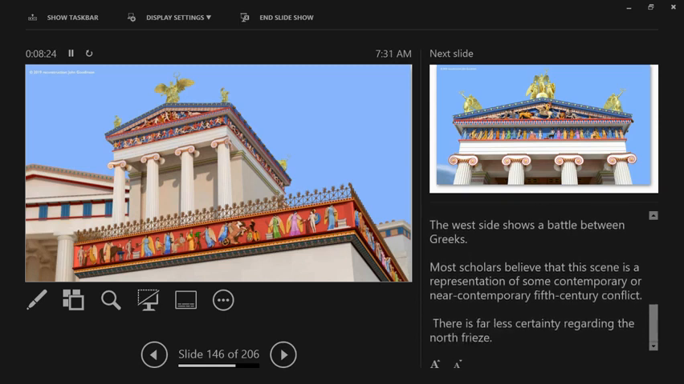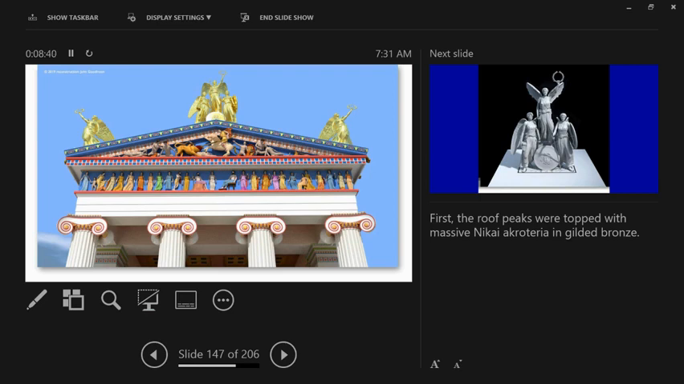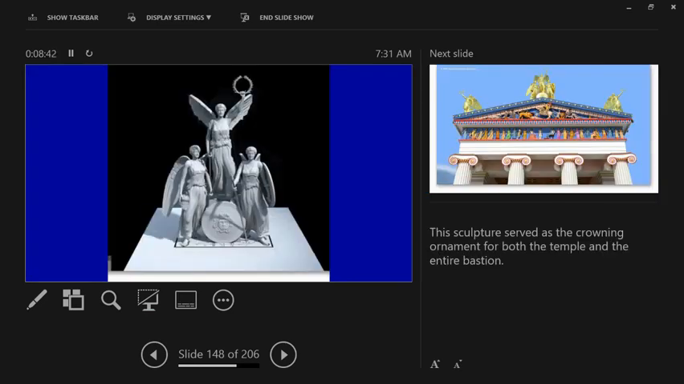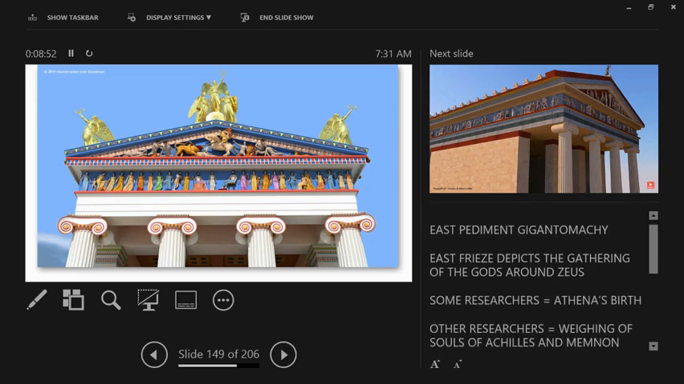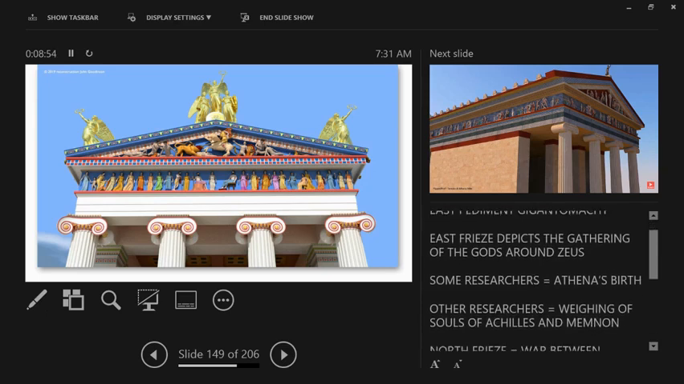The west side shows a battle between the Greeks. Most scholars believe that this scene is a representation of some contemporary or near contemporary 5th century conflict. And then on top of the roof is an image of Nike holding up the wreath. Again, it would have been polychromed. The west pediment is Amazonomachy. The east pediment is Gigantomachy.